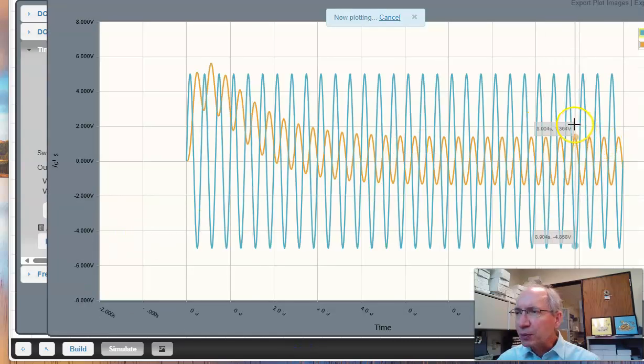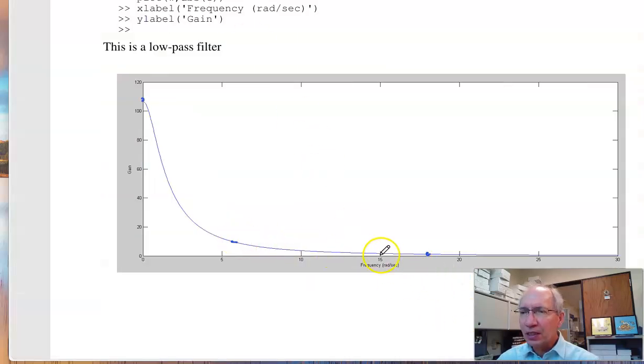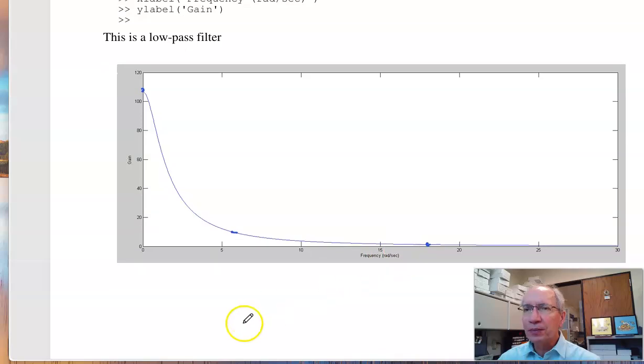Here's your steady state response. Zoom in on it. You see the output. Input was 5, output is 1.38. That's what's showing up over here. The gain is dropping down. So that's kind of a graphical way of describing how the filter behaves.